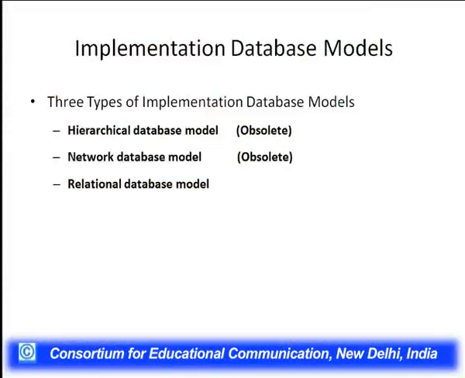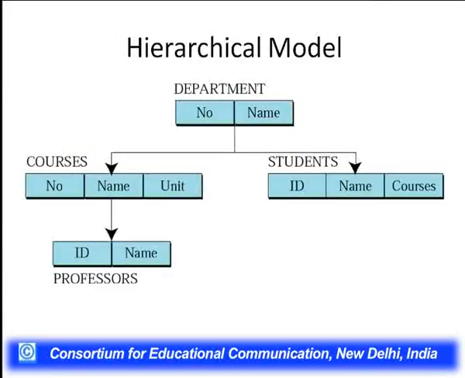So basically, we will be talking about three types of data models. The first data model that was used was hierarchical model, then came in the network model, and the third model which is used now is relational database model. So hierarchical and network database models are now not used as commonly, and these have now become obsolete. The relational database model is the commonly used model presently.